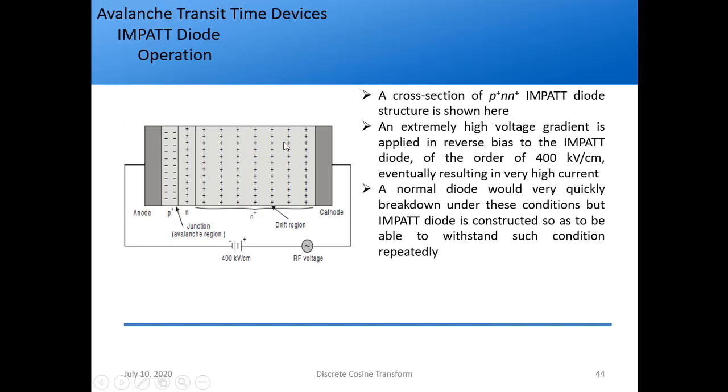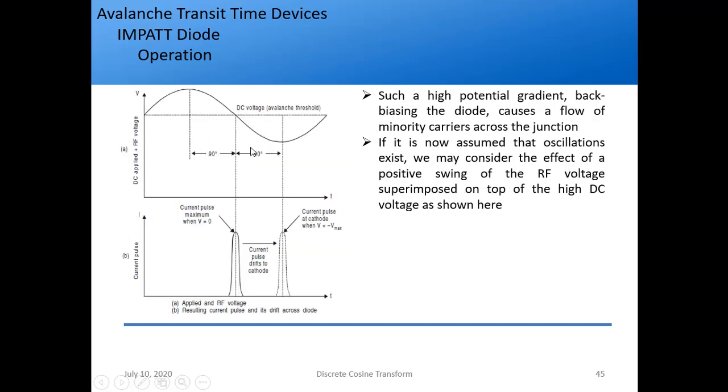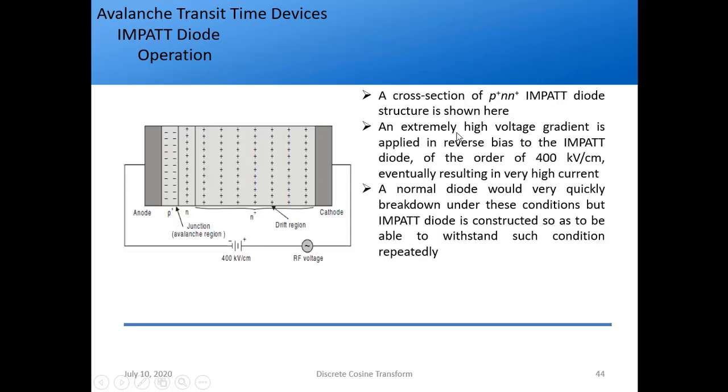So this is the structure. We are giving a reverse bias of more than 400 kilovolts per centimeter, so that this P plus N junction breaks down. So what happens because of that? Such a high potential gradient reverse biasing the diode causes a flow of minority carriers across the junction. What are the minority carriers for P plus? Electrons. That's why minus is shown. So these bounce over to the N region.